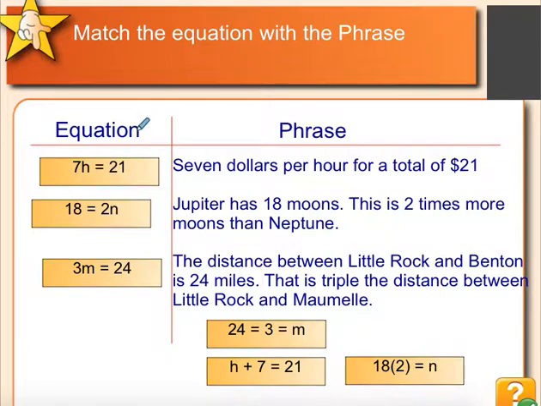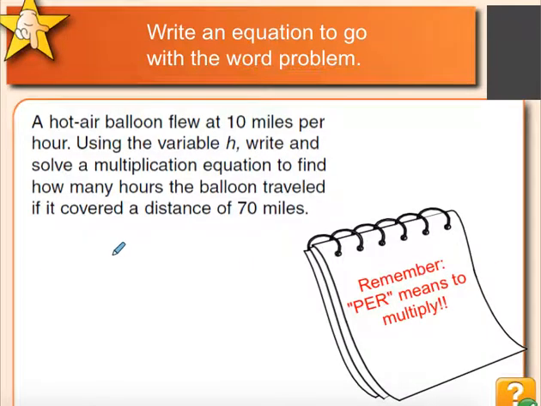Okay, just take a second, pause the video, and you can see why we have matched up these phrases with these equations. These are examples of multiplication problems that we can then solve. All right, let's look at this one. A hot air balloon flew at 10 miles per hour using the variable h. Write and solve a multiplication equation to find how many hours the balloon traveled if it covered a distance of 70 miles. So something equals those 70 miles.